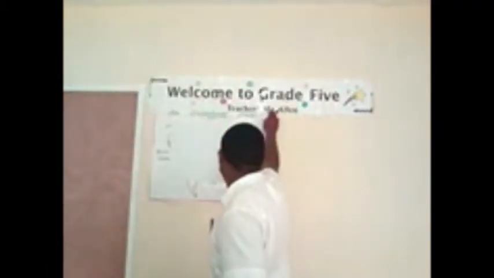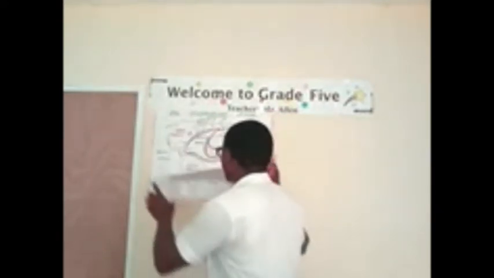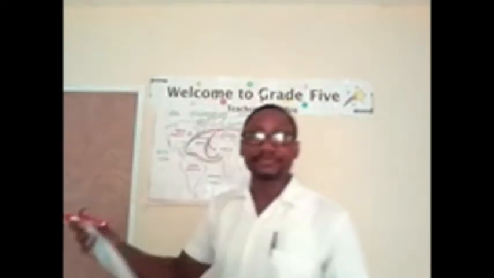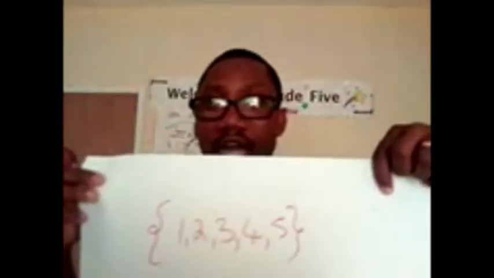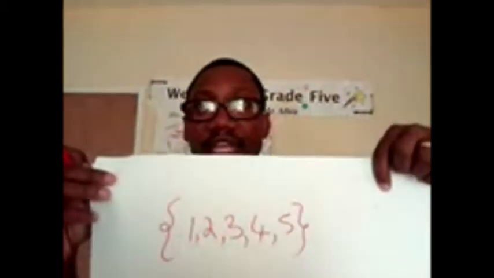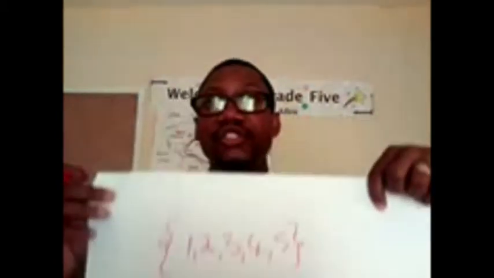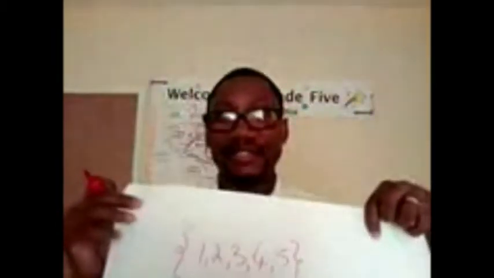So here I have a chart, and I have a set of counting numbers. 1, 2, 3, 4, 5. So this is a set of counting numbers.